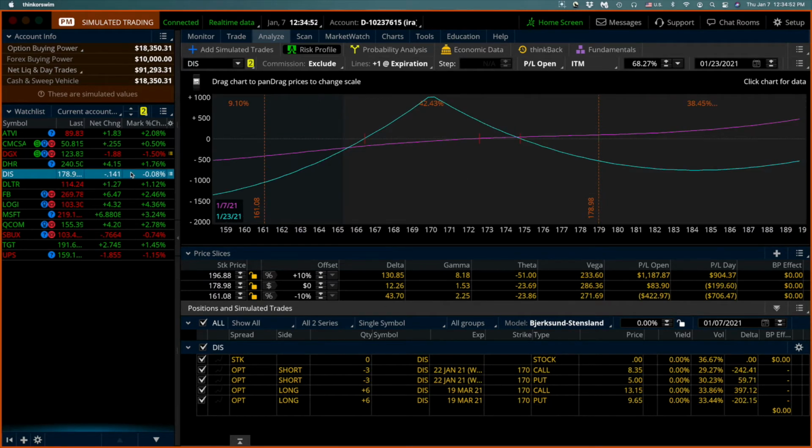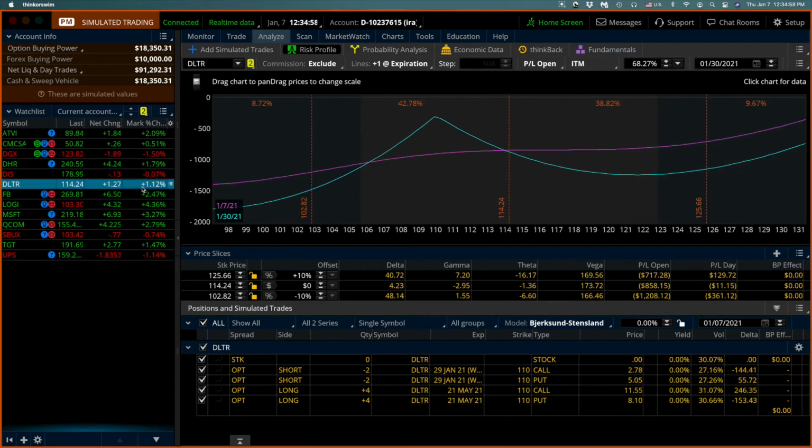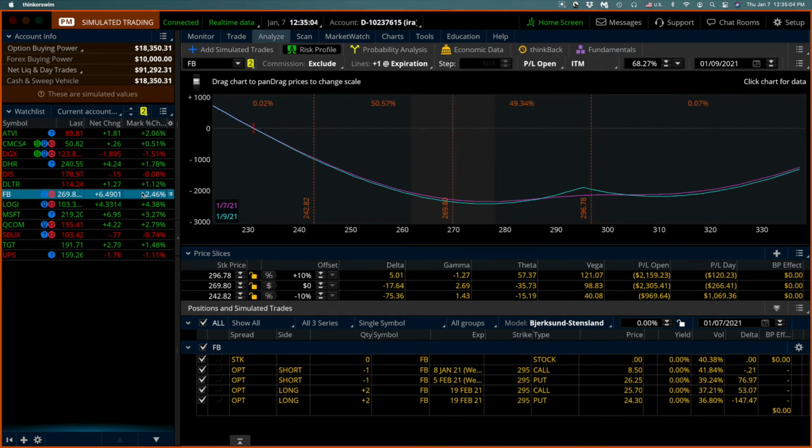Let's go to Disney. Okay, January 22nd, we need to change nothing there. The LTR, nothing as well. The expiration is January the 29th. Facebook. We have these 295 calls. That's going to expire worthless tomorrow.